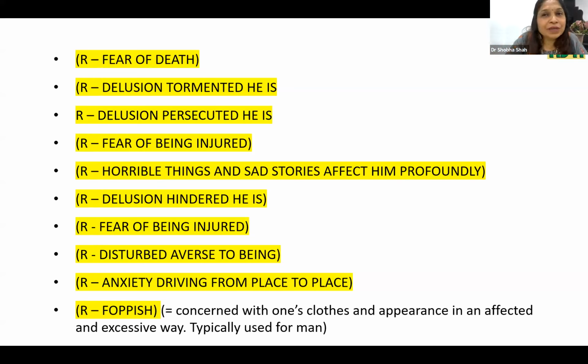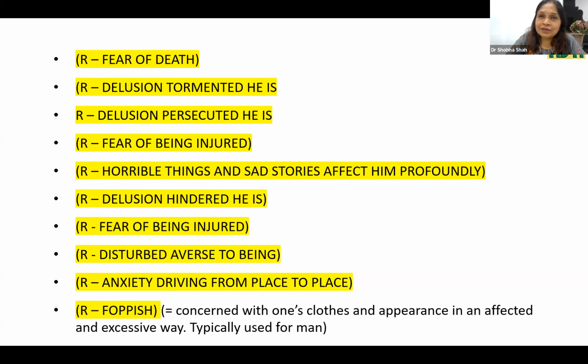He doesn't have any problem in lifting the baby, but it is just because of the iron of the shirt, which should not get creased. That is why he would not lift. So this is how characteristic it is. How commonly we see this. So there also I had applied foppish.